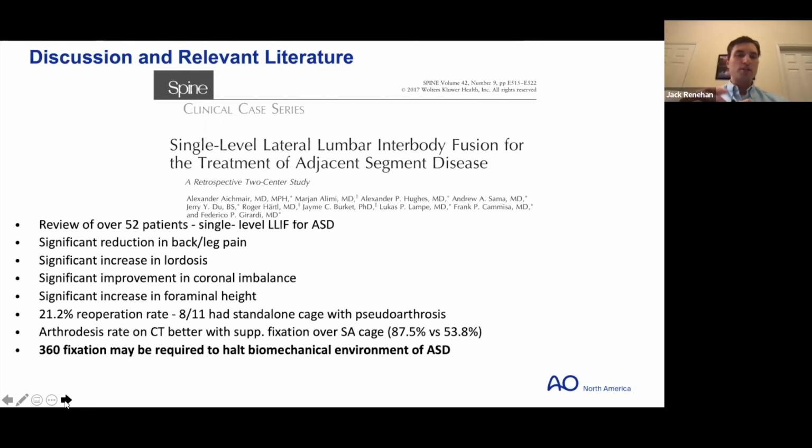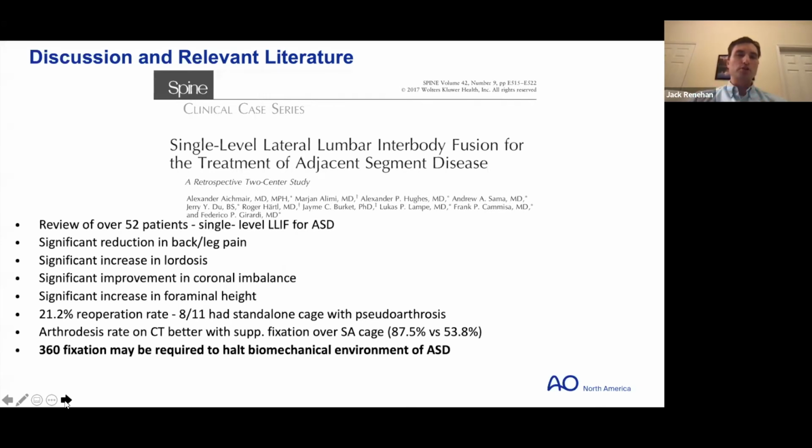But there was kind of one exception, which is the reoperation rate. And they said, well, why do these patients need a reoperation for their lateral interbody adjacent segment surgery? And a lot of the times it was patients who had just had a standalone cage. And the caveat to that is that this did not include patients who had a lateral plate. They either had a standalone cage without any posterior fixation, or they had a lateral cage with posterior fixation. In the majority of the cases that had symptomatic pseudoarthrosis with adjacent segment disease that did not resolve, those are patients that had a standalone cage.